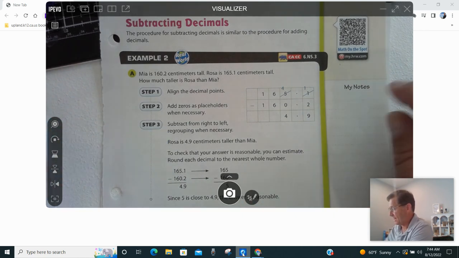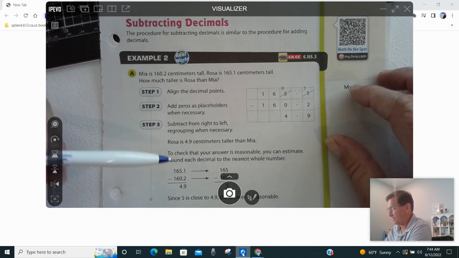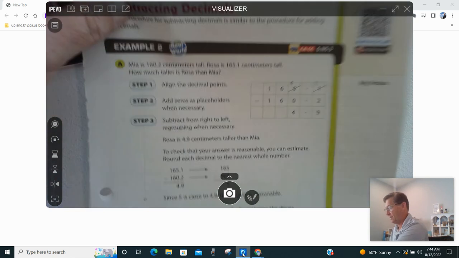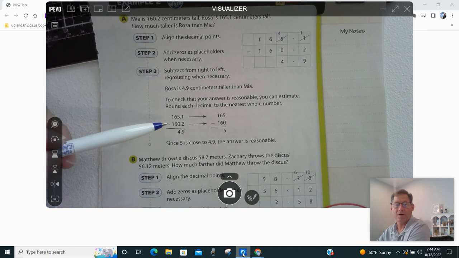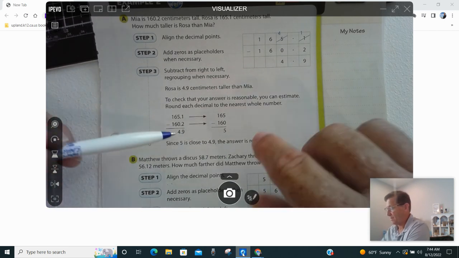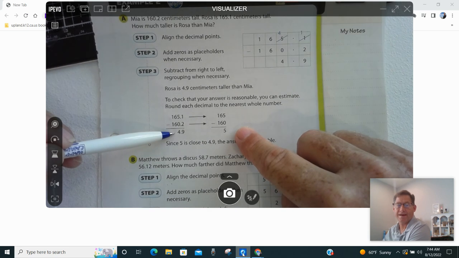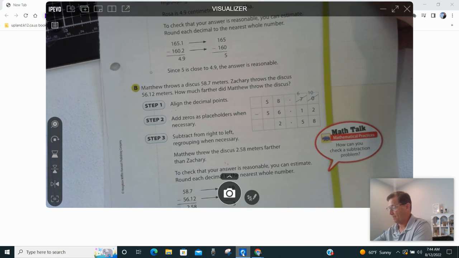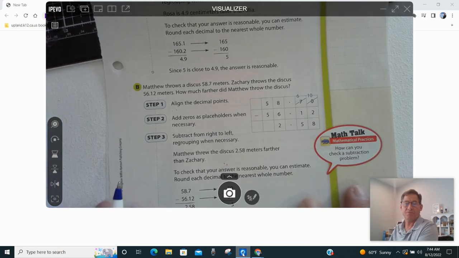All right, we can check our answer by rounding to the nearest whole number. 165 and 1 tenth is 165. 160 and 2 tenths is 160. Subtract, we get 5. And 4.9 is close to 5. So you know your answer is reasonable. All right, here's another example.